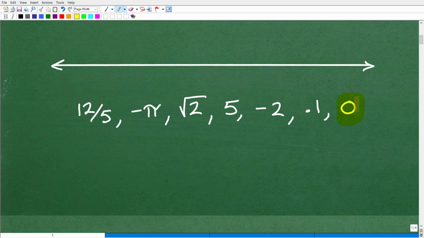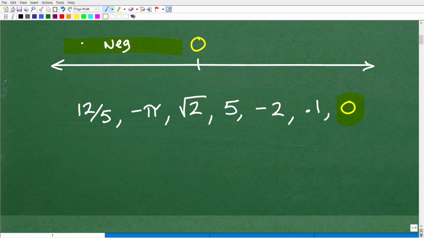Anytime you have a number line, always start with 0. That's my recommendation. We'll put 0 right here in the center, just to give us a frame of reference. Now, let's define some things here. Numbers that are to the left of 0 are going to be negative numbers. These are going to be negative numbers.